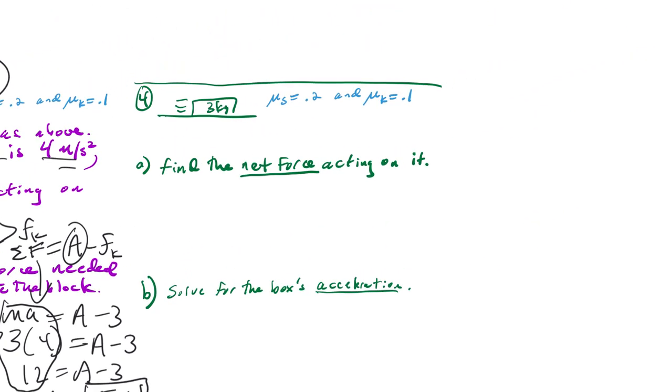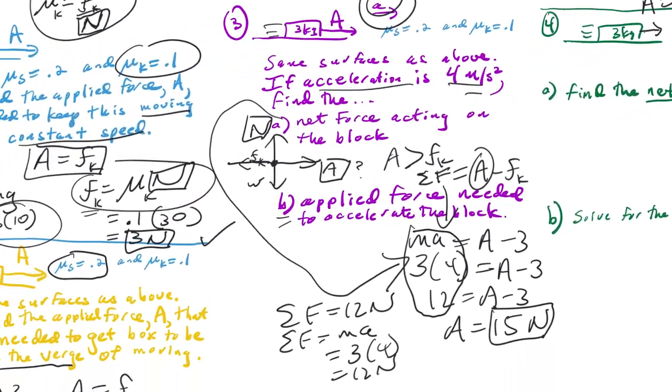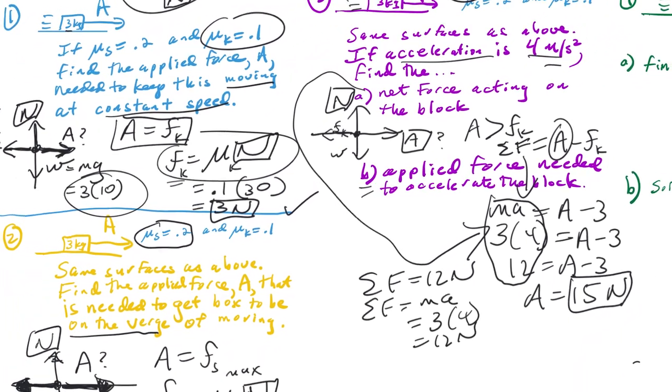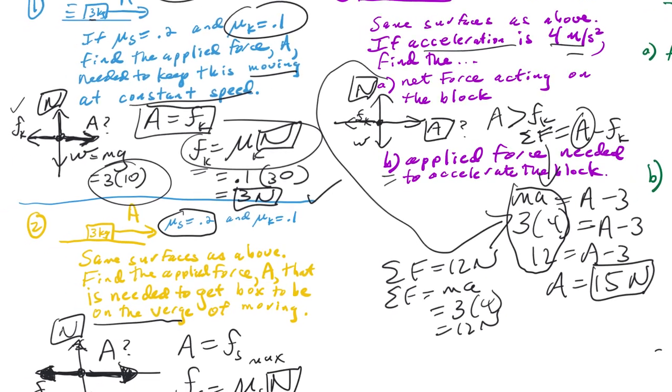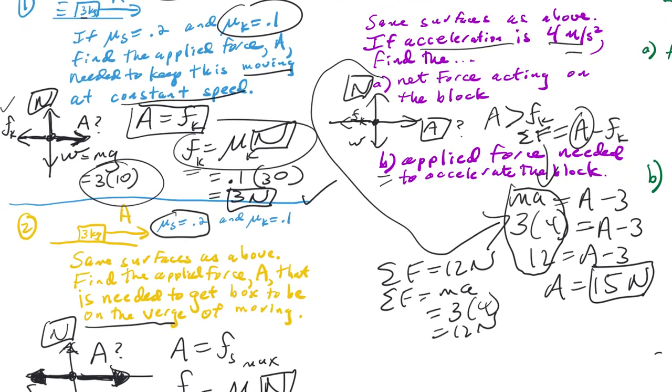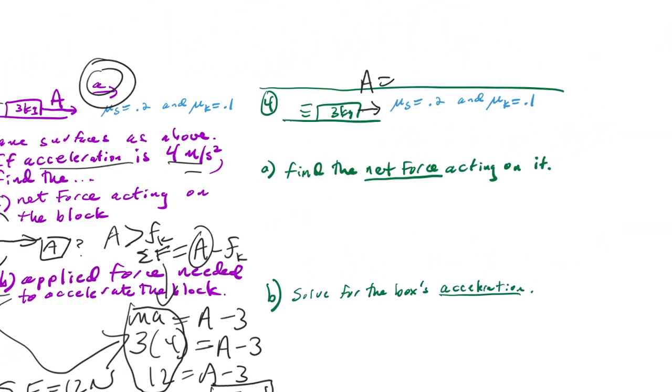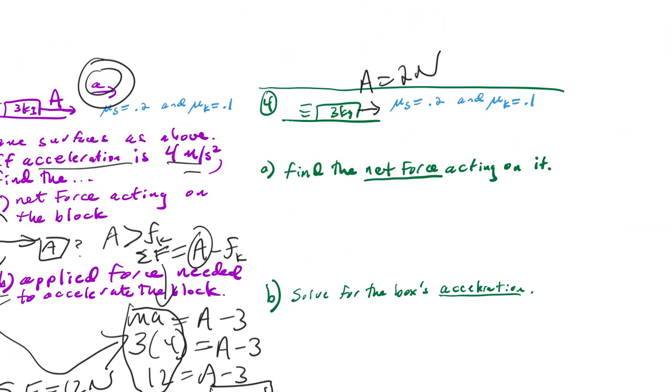Okay, let's look at number 4. And I forgot to tell you something here. This applied force, I should have told you this, is going to equal, let's say, 2 newtons. Let's say it's going to equal 2 newtons. I should have given you that. Okay, and it's moving. Find the net force acting on it.